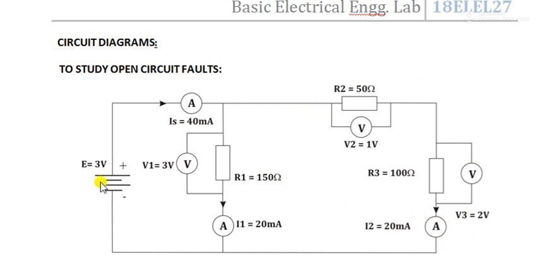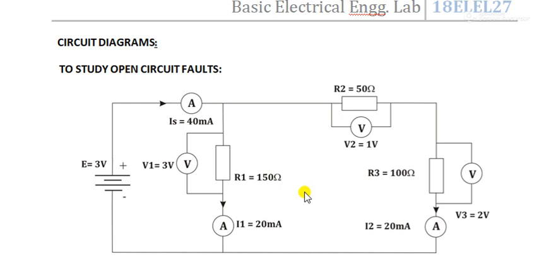So by theoretical calculation we can tell that if E is 3 volts, then the current flowing through the supply is 40 milliamperes. V1 will be 3 volts, and the current I1 flowing here is 20 milliamperes. R2 is 50 ohm, so V2 will be 1 volt, R3 is 100 ohm, so V3 is 2 volts, and I2, the total current through R2 and R3, will be 20 milliamperes. So this is the normal circuit.